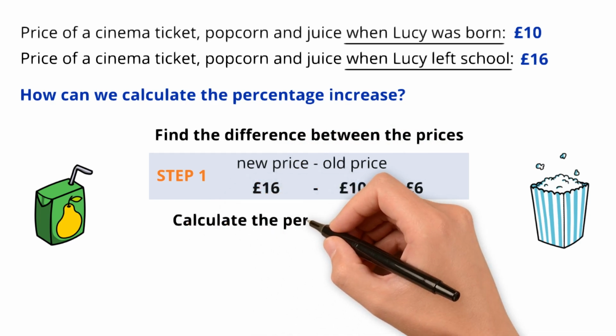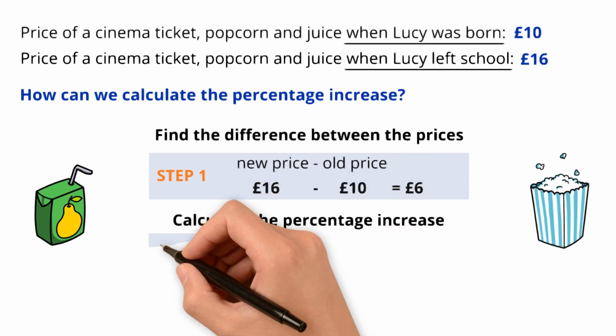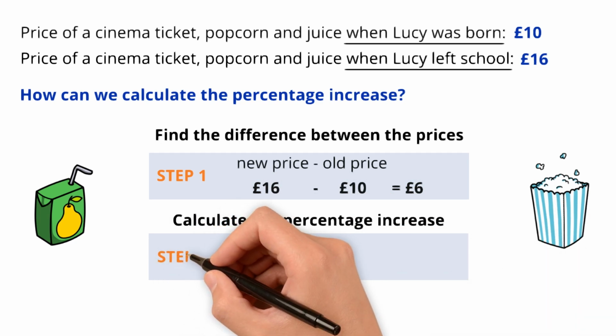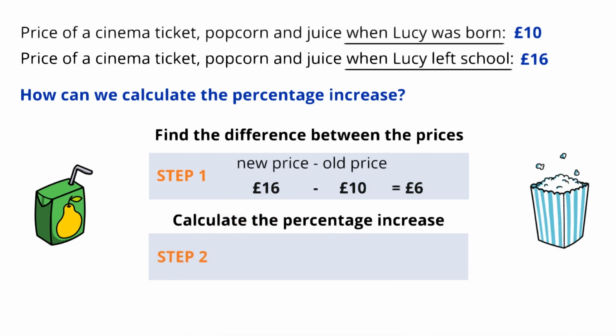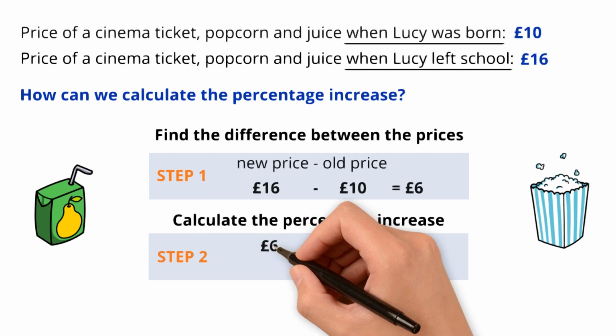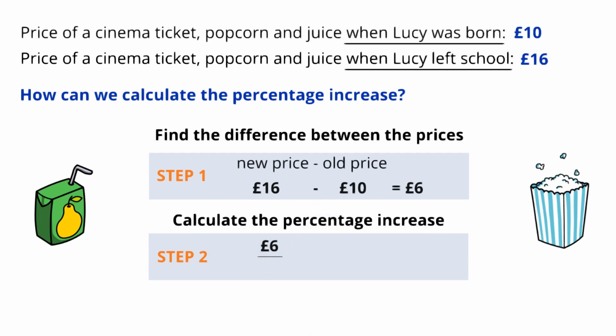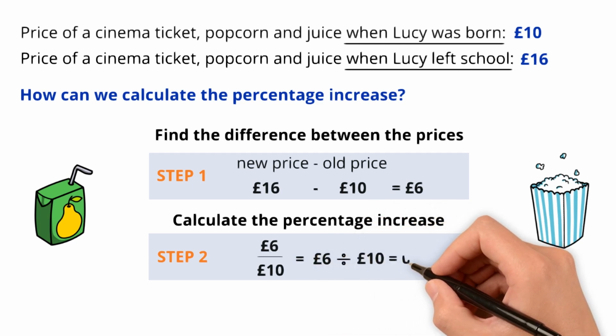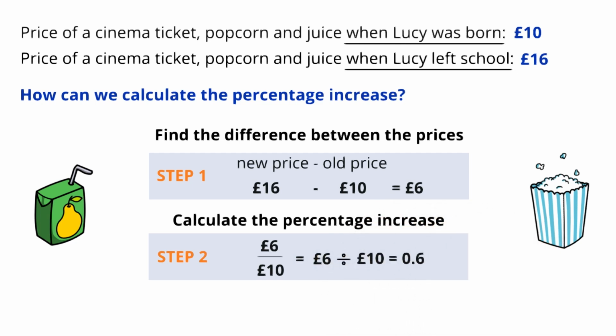Because we're looking at a percentage increase, we want to find out how much the price has gone up by, i.e. the difference in prices as a fraction of the original price of £10. We do this by finding £6 as a fraction of £10, so we get £6 over £10, which is the same as 6 divided by 10, which equals 0.6, and that's our step 2.